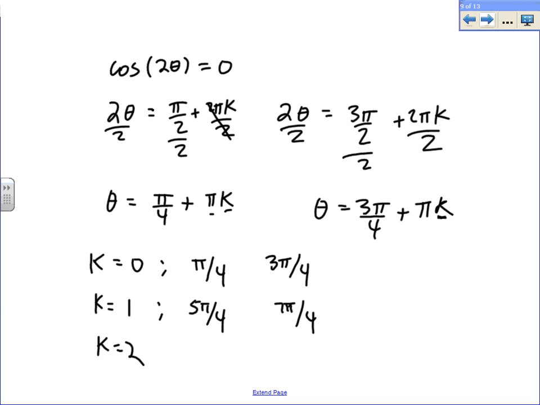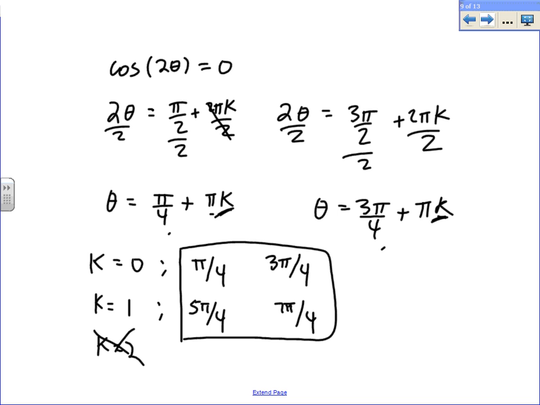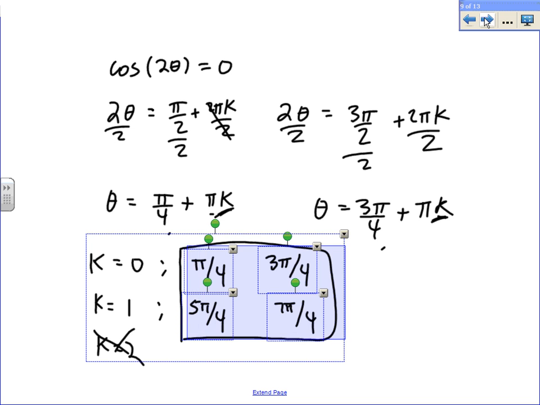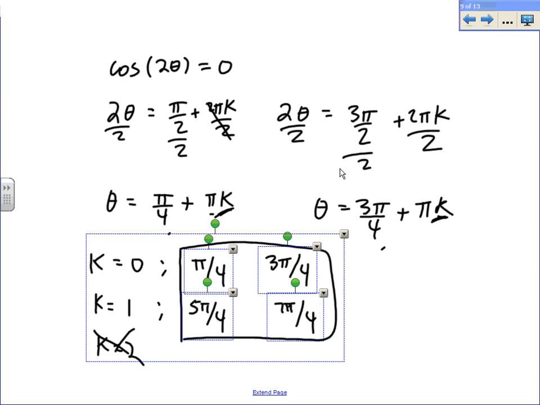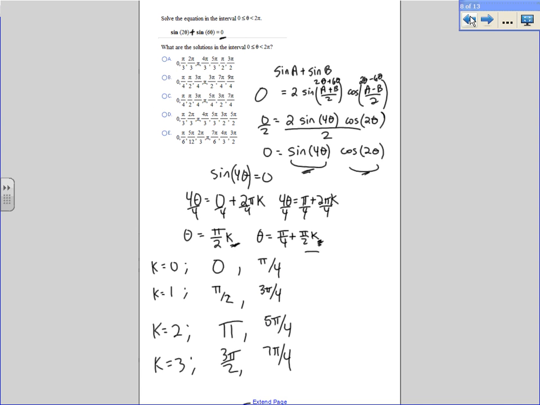Okay, let's let k be 2 now. If k is 2, that's going to get too big. That's going to give me 2 pi, and adding 3 pi over 4, or adding pi over 4, goes over 2 pi. So I've got these solutions here too. I got a lot of solutions. So let me do this. Let me copy them, and we'll go back and paste it somewhere in here.